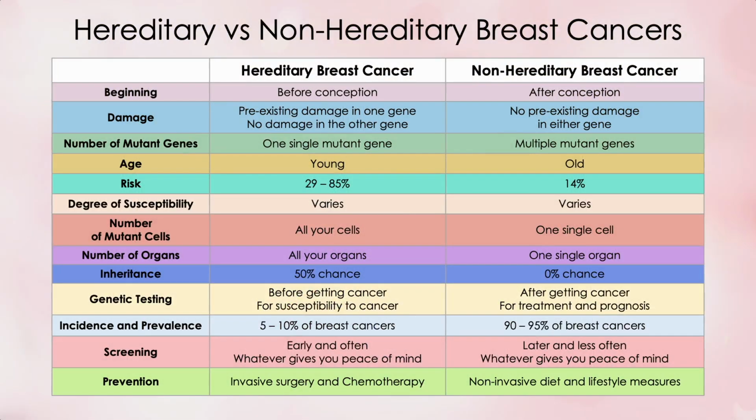I'll be telling you about the different gene mutations in the next video, but for now, I'll just designate the risk range as 29 to 85%. Now that's a vast range, but it's also a higher risk overall than the risk for non-hereditary breast cancer. The risk of non-hereditary breast cancer is generally 14%. These risk figures for both hereditary and non-hereditary breast cancer are the risk over a lifetime. And of course, they are not absolute.